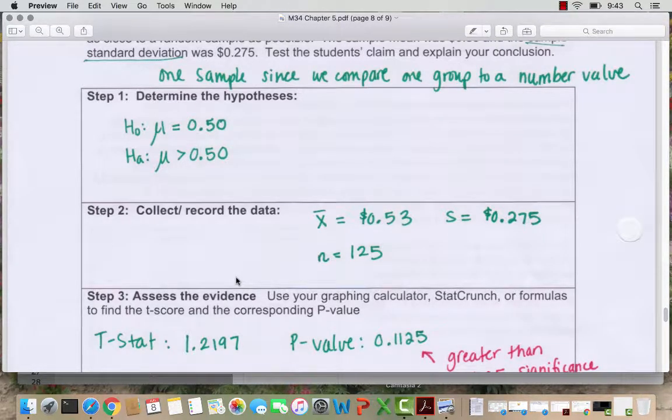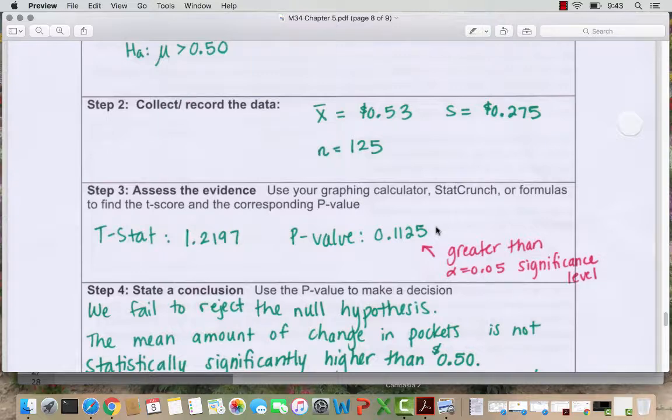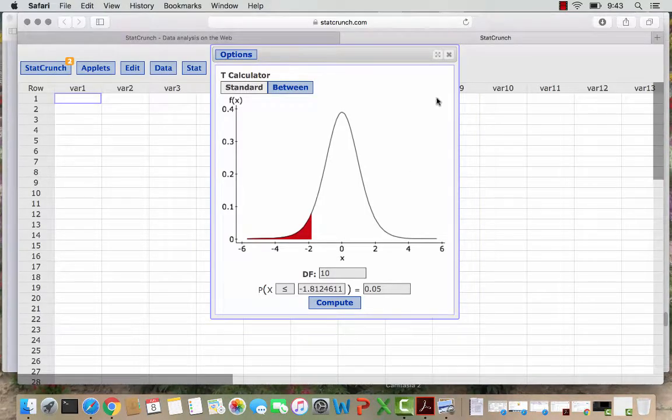So we've got sample data. Now notice, since our standard deviation is a sample standard deviation, I'm using S here, not sigma. That S tells me that this data comes from a sample. So let's go into StatCrunch and calculate using a t-distribution.